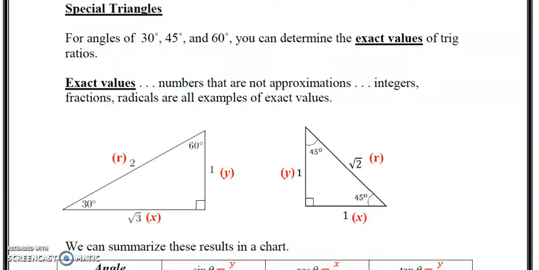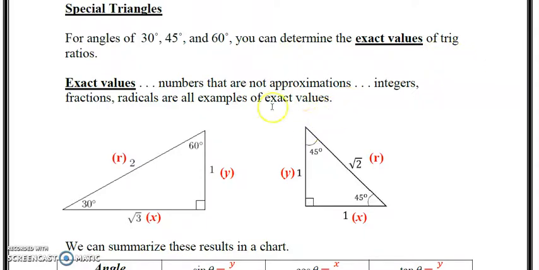Welcome back, everyone. Today we're going to continue on with 2.2, and we're going to look at special triangles. Special triangles come from your right angle triangles. These angles have exact values that are commonly used when you're working with exact values and your primary trig ratios. We're going to look at reference angles from 0 to 90: 30, 45, and 60, and we can determine exact values of these trig ratios.